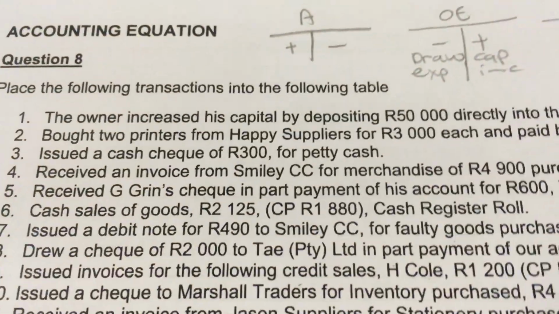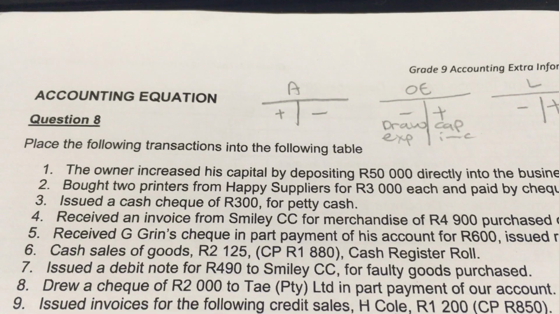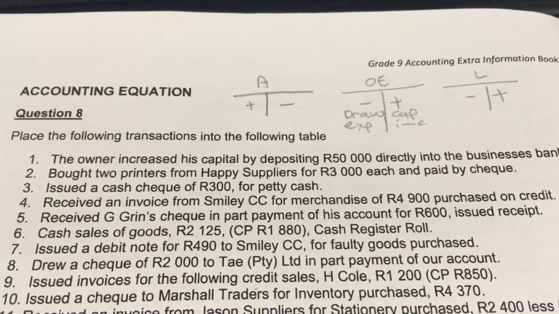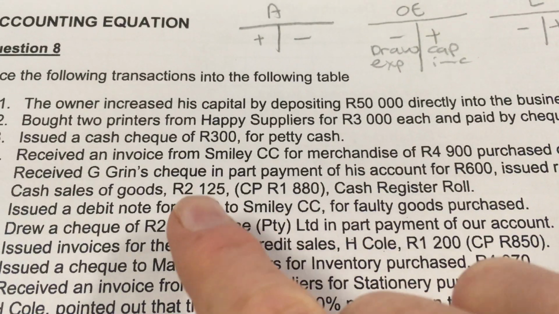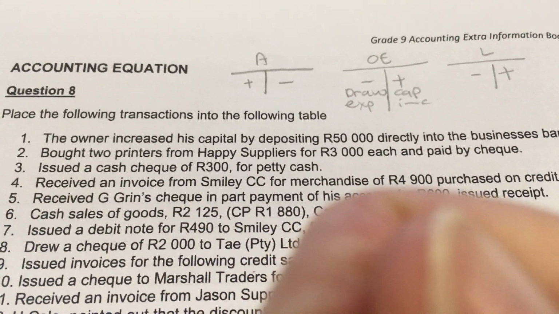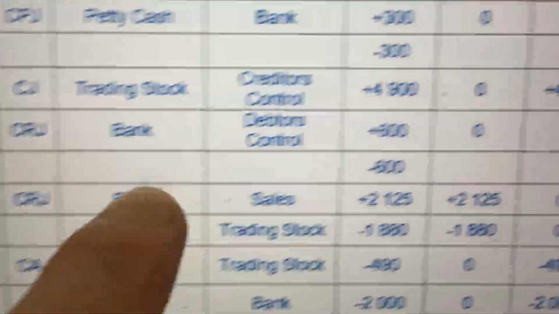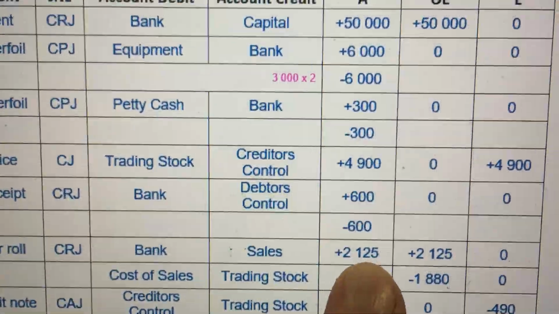On the 6th, cash sales of goods, cash register roll. Now, when you see the word sale, a light bulb needs to go off in your head, and you immediately need to say, well, that is 4 accounts affected. Now we've made a sale of 2,125 Rand. So think about it. If I came and bought from you, I'm going to physically give you 2,125 Rand. So that means money's going to come in and it's going to go in your bank account. Your bank account is going to increase because you've received money. You've received 2,125. Bank is an asset, right? Why have we received money in the bank account? Because we've made a sale.